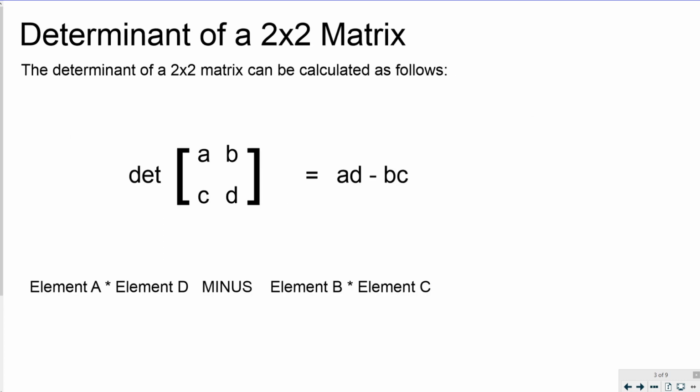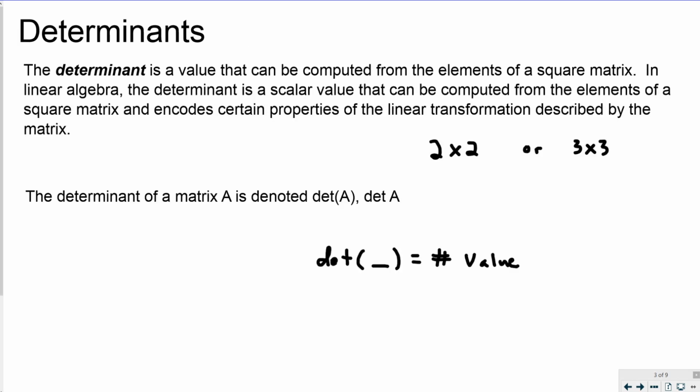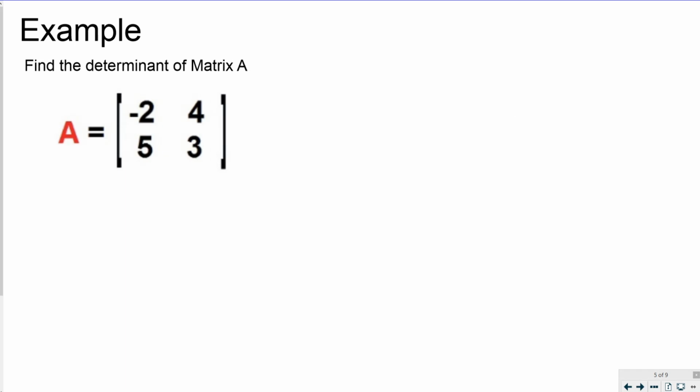So moving on. The determinant of a 2x2 matrix with elements A, B, C, and D can be calculated by taking A multiplied by D and subtracting B multiplied by C. So element A times element D minus element B times element C. So find the determinant of matrix A. Here I have matrix A. Remember that the formula is AD minus BC.